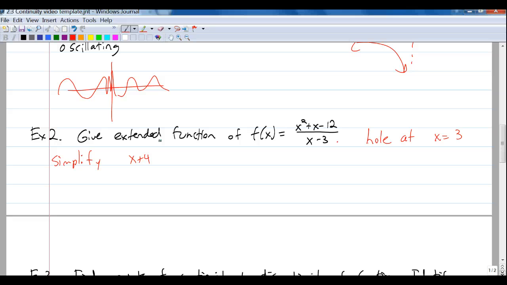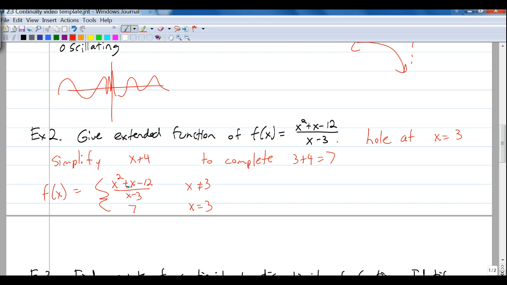So this would be the actual function that would cover the whole thing, or one way to also write it is as a piecewise function where we complete the hole. To complete it, we have 3 plus 4, which is 7. So we can write this as a piecewise function. This function can be given as this big function here when x is not equal to 3. So this exists everywhere except at 3, and then we would say that the function itself is 7 when x is equal to 3.